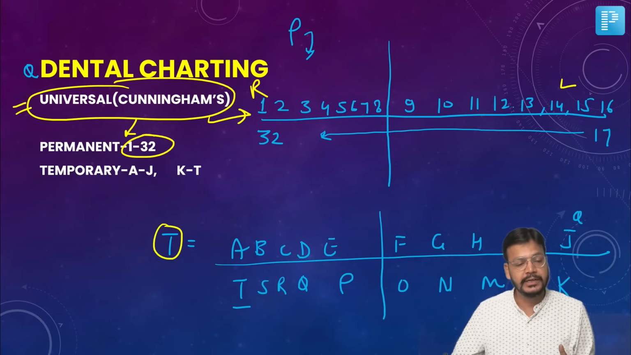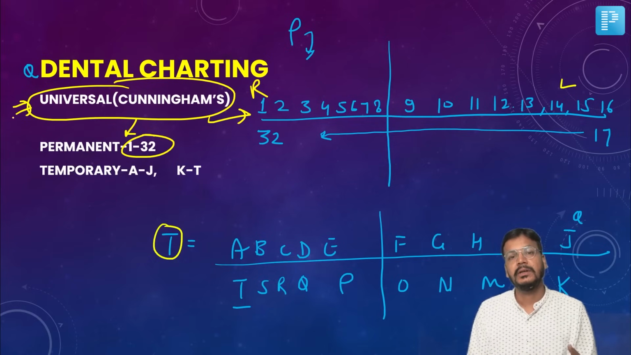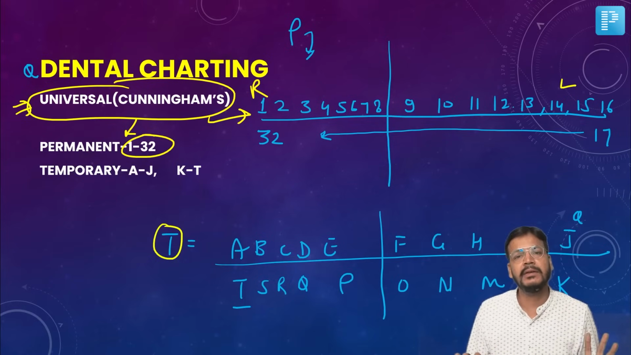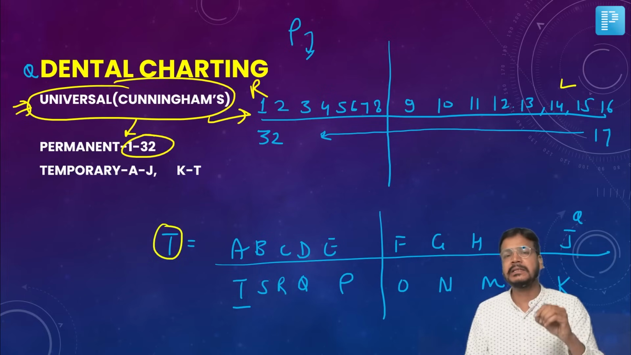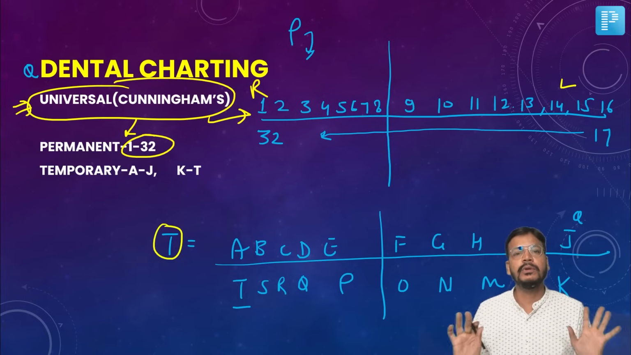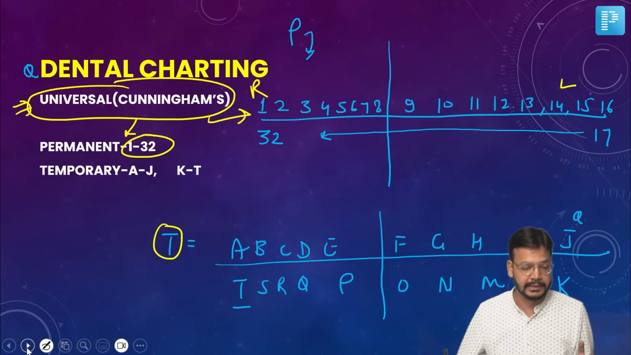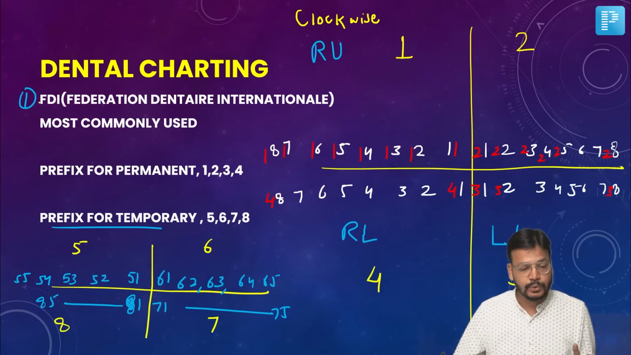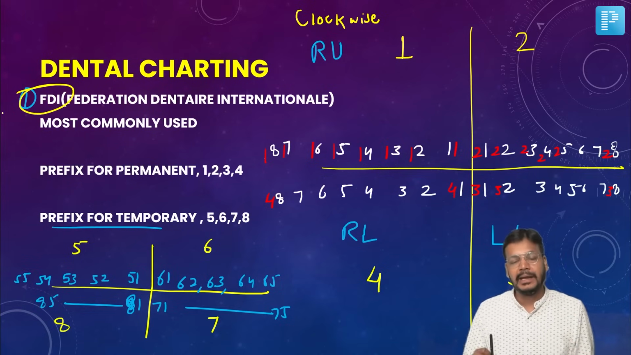If 1 to 8, 1 to 8, 1 to 8 numbers are given, it's Palmer notation or Zsigmondy. If plus and minus are given, Haderup. And if 1 to 32 numbers are given, it is the Universal or Cunningham method. Now, sir, two more methods, FDI and modified FDI.